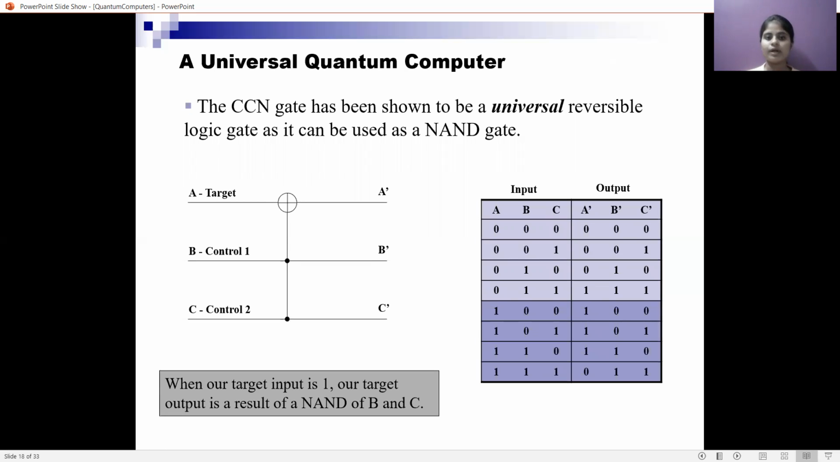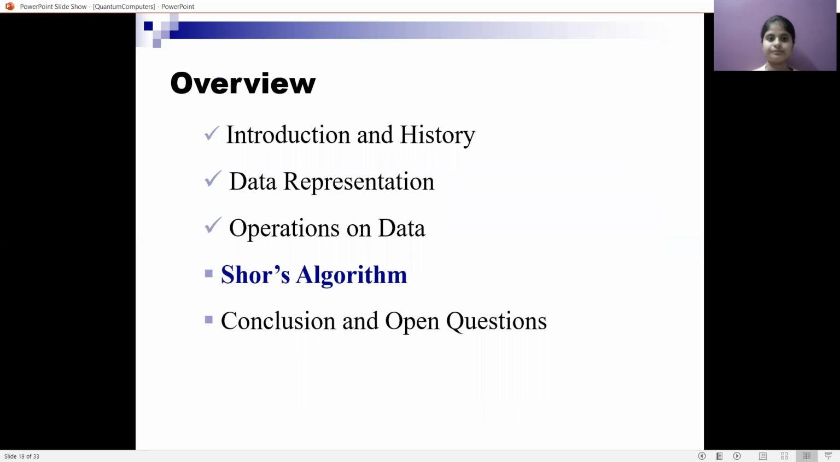A universal quantum computer. The CCN gate has been shown to be a universal reversible logic gate, as it can be used as a NAND gate. Here are the inputs and outputs. When our target input is 1, our target output is the result of NAND of B and C.